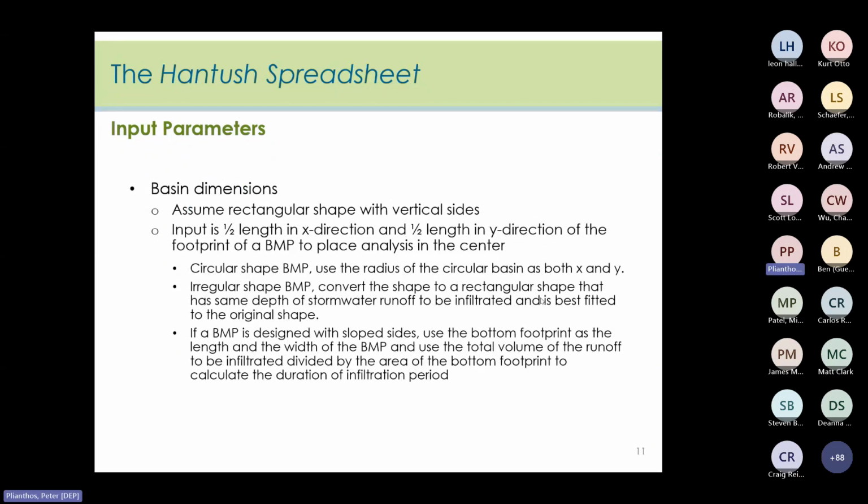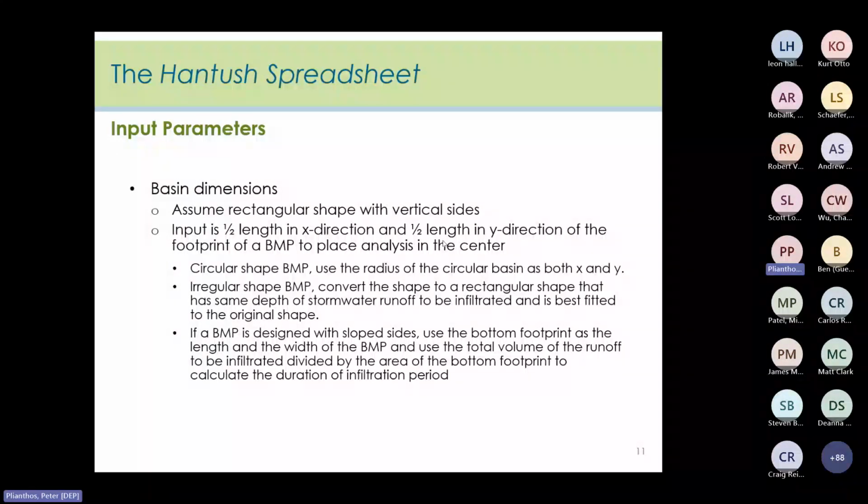The hand-touch spreadsheet assumes that the BMP is rectangular in shape and the sides of the BMP are vertical. So we use the width and length of the bottom area of the BMP, also called the footprint, but since the mounding is highest at the center of the BMP, for graphing purposes, we use 1/2 of each dimension as the inputs for the length and width, which correspond to the X and Y axes, respectively. Now, for a circular shaped BMP, you're going to want to use the radius of the circular basin as both X and Y.